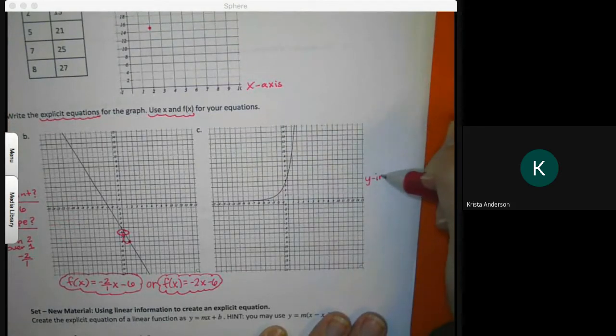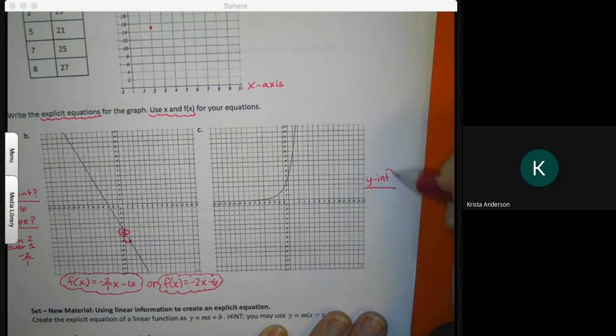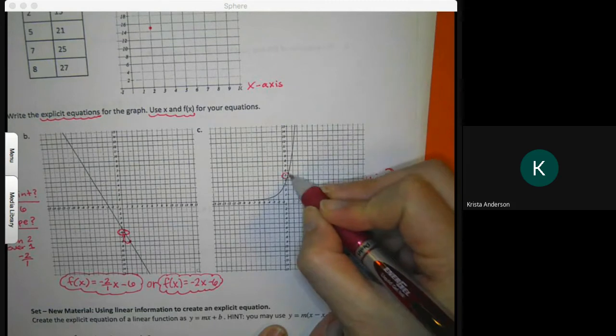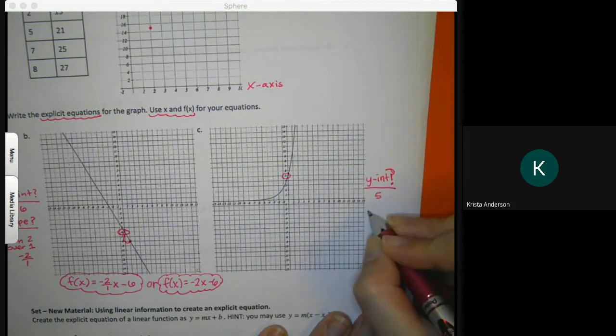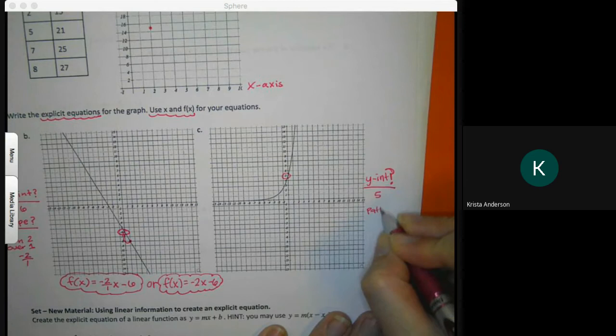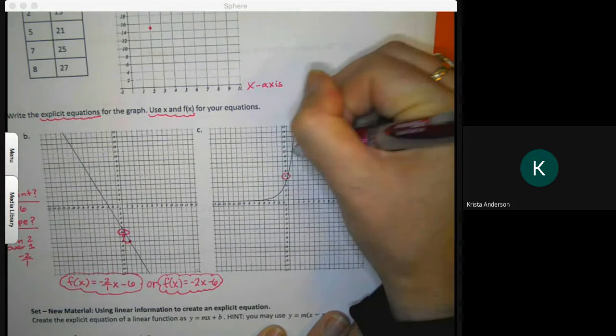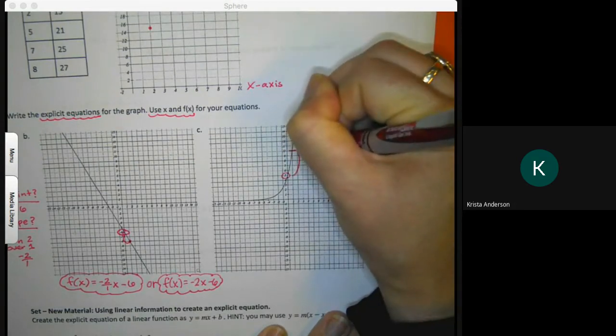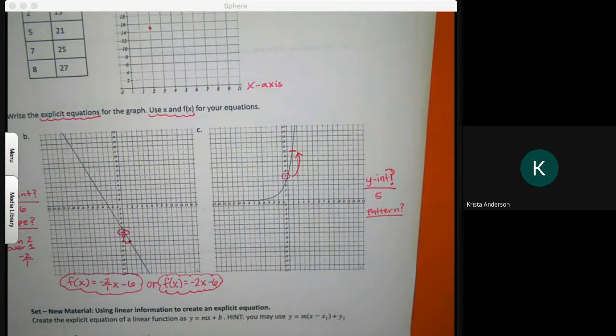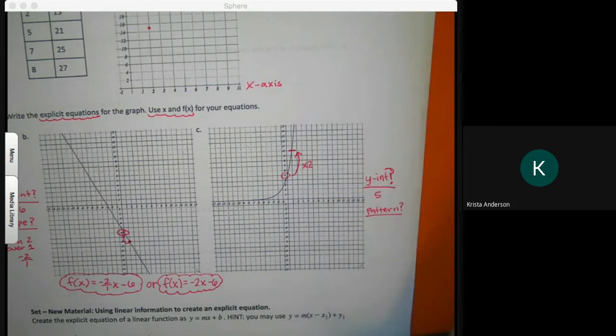For question C, I need the y-intercept. The y-intercept is at +5. Then I'm looking for the pattern. It went from 5 up to 10. How do I get 5 to go to 10 if it's curving like that? This is a curved graph. It's not straight. I would have to multiply it by 2.